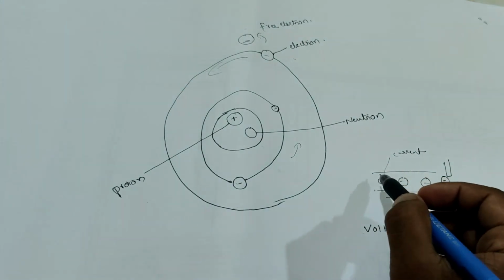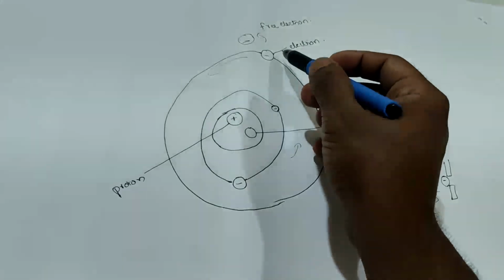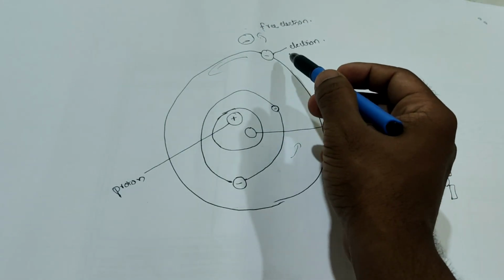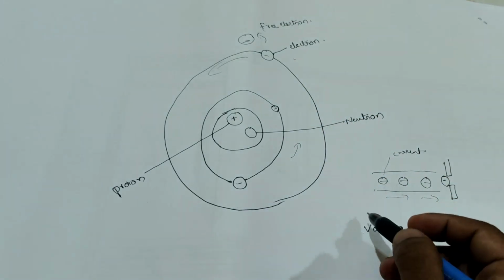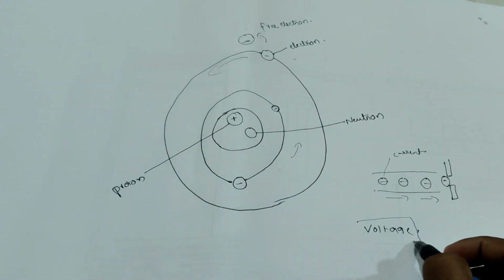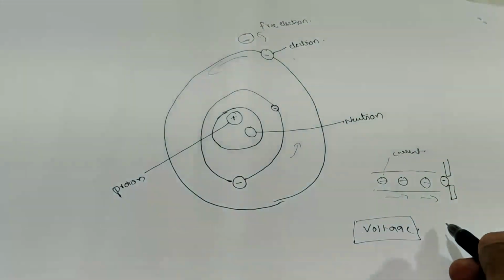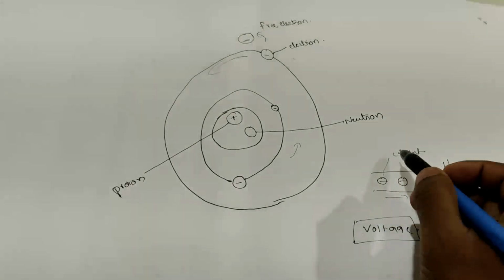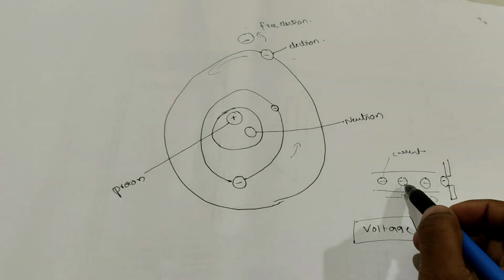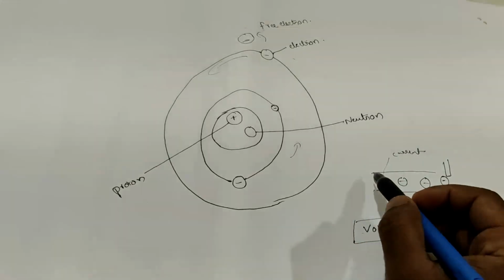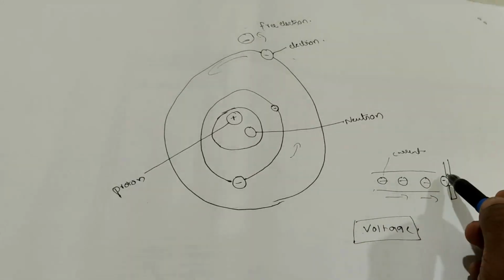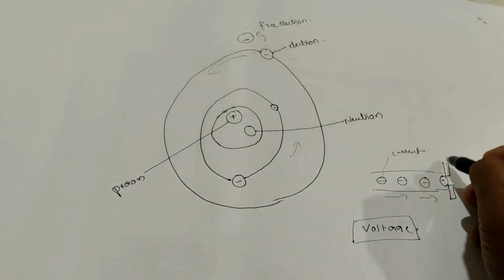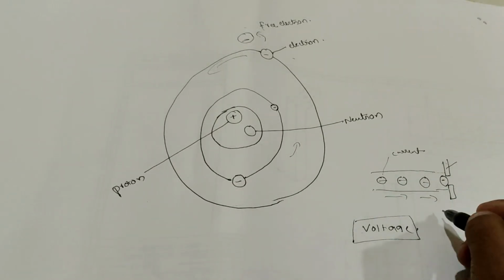So to make this electron free electron, we must apply some external force. That external force we call voltage. And a conductor is required to flow these electrons. So while flowing, there is some resistance to flow of these free electrons, what we call resistance of the material.